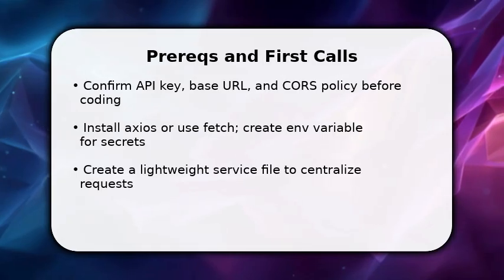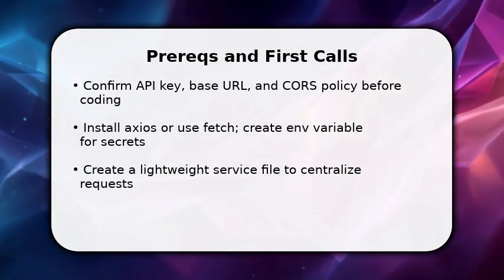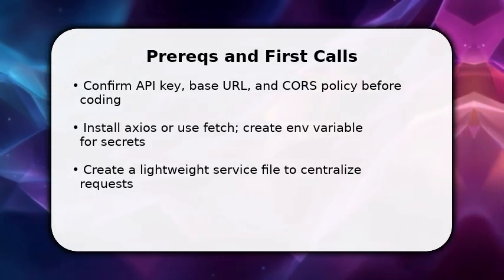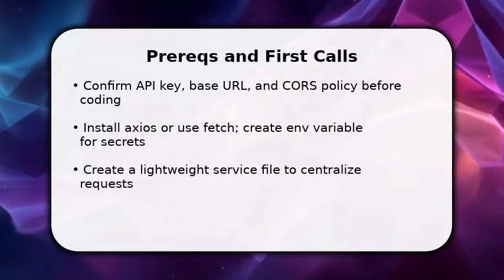Enjoy the video. You start by verifying prerequisites: API key, base URL, and that CORS allows your origin. Once done, install Axios or plan to use fetch and store keys in an env file to avoid leaking secrets.